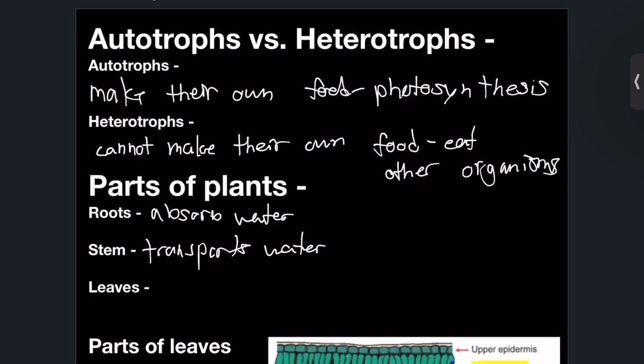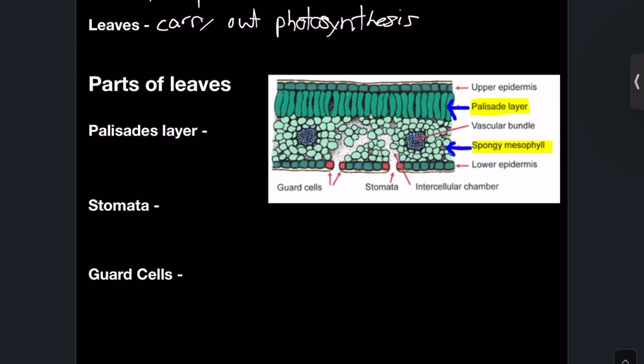And then the final part you want to know is the leaves, and the leaves are where photosynthesis occurs. So we're going to zoom into the leaves now, because this is the most important one, especially when we're looking at photosynthesis. The first part you want to know is the palisade layer, which is this thick layer you can see on the diagram to the right. The palisade layer is where the majority of photosynthesis occurs, and it's where you have these tightly packed cells.